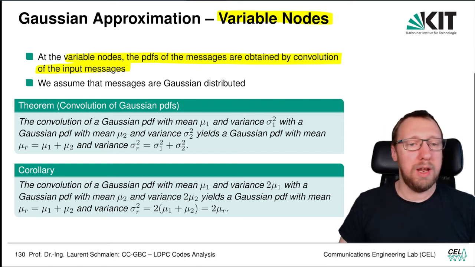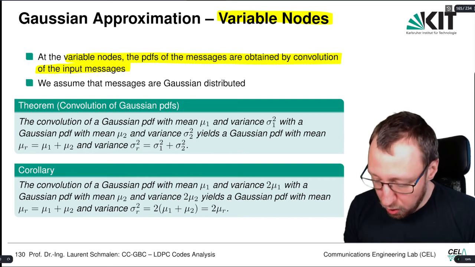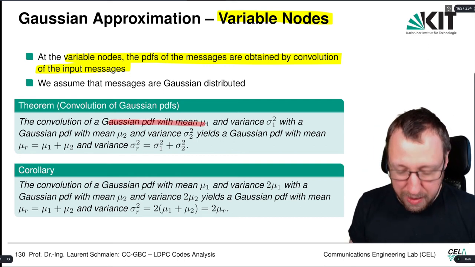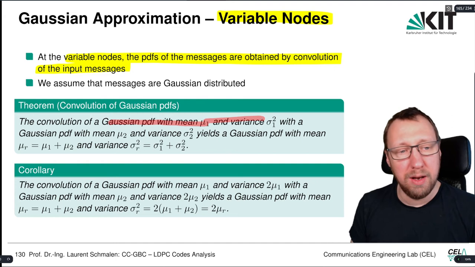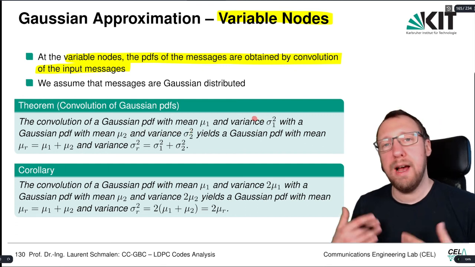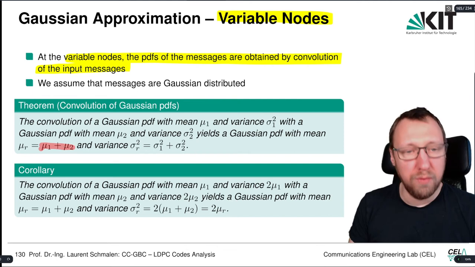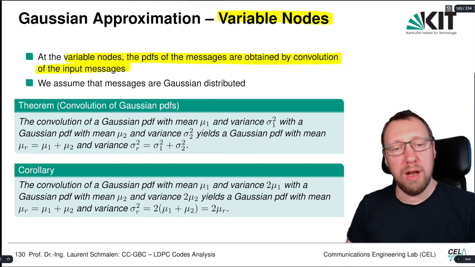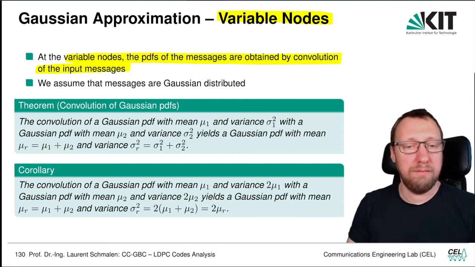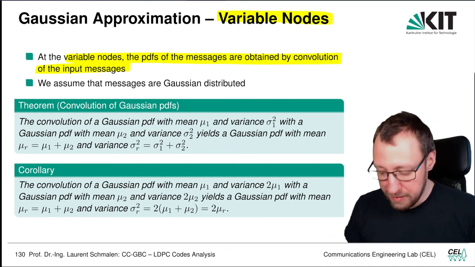Fortunately, there is a theorem, and we can say that if we convolve a Gaussian PDF with mean mu1 and variance sigma1, with a second Gaussian PDF with mean mu2 and variance sigma2, we get another Gaussian PDF that has a mean of mu1 plus mu2 and a variance of sigma1 squared plus sigma2 squared. So the means add up and the variances add up.